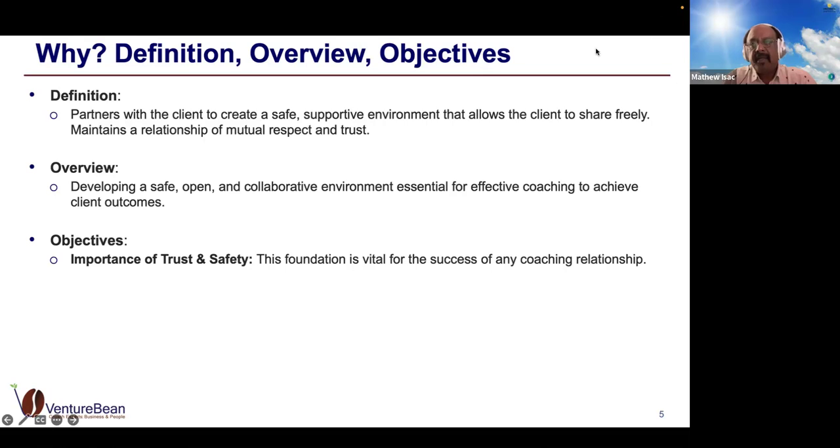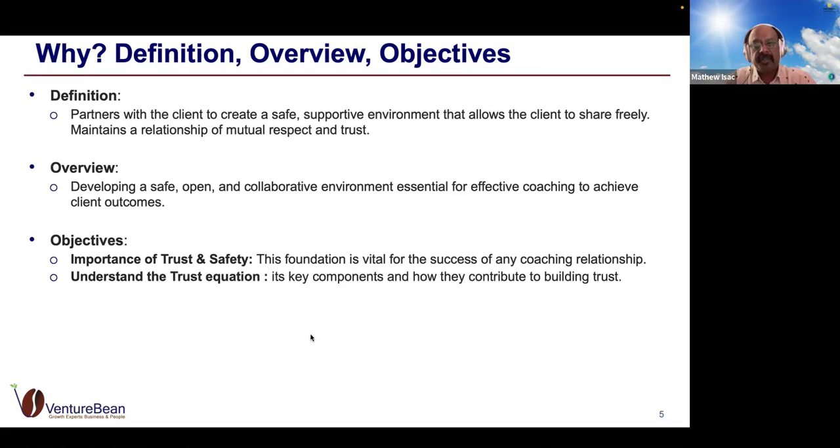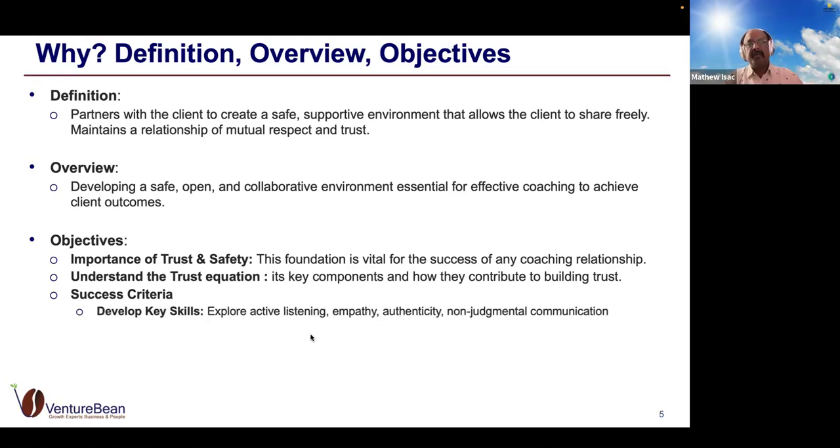And like I said, in terms of the objectives, we'll look at the importance of trust and safety. We'll understand the trust equation and its key components. Then look at the success criteria. The success criteria are these. Basically, what are the skills required? And we'll talk about this: active listening, empathy, authenticity, and non-judgmental communication. So the key skills is what we will look at. And each of these is to be noted, as this is what we'll have to look at when we get into the caselets. All right.